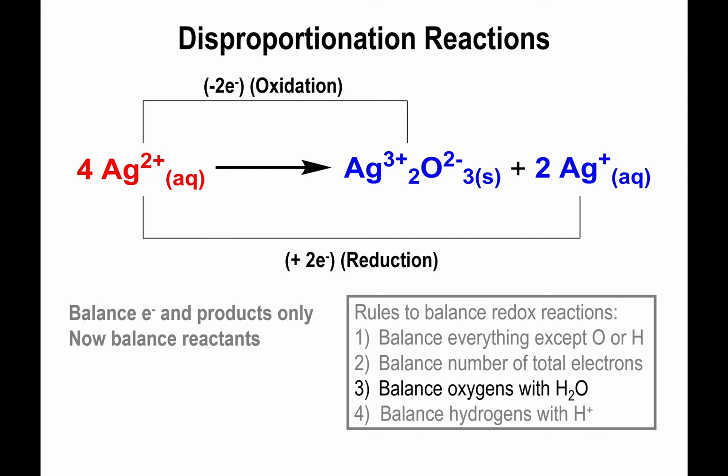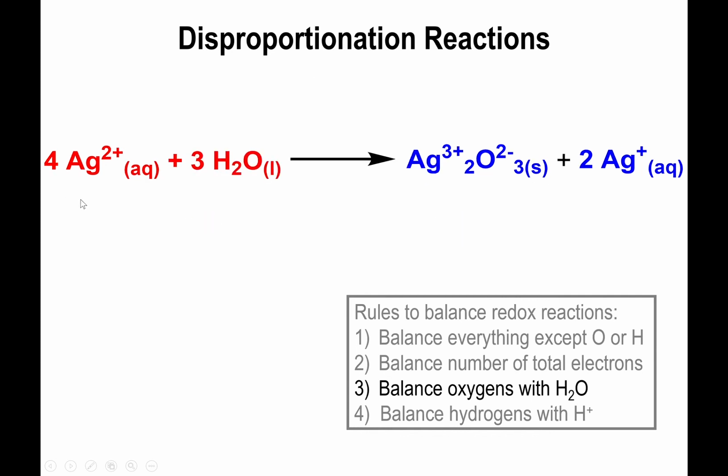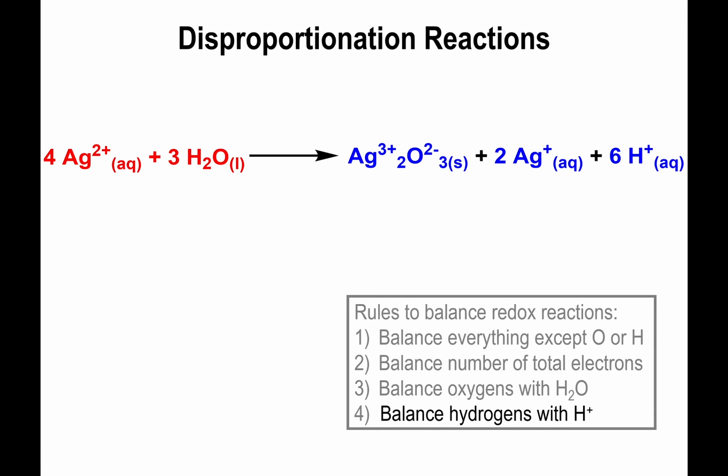You can balance the oxygens like we did before. We have 3 oxygens on the right side of the equation. We need 3 oxygens on the left side, so we're going to add 3 waters on the left side. And now we have 6 protons on the left side, and we have no protons on the right side. So we'll add those 6 H pluses to balance the equation. And if you look at the overall charges, you have 4 times 2 plus, which is 8 plus on the left side. Ag2O3 is neutral, so nothing there. We have 2 Ag pluses, which will be a 2 plus charge, and 6 H pluses, which will be a plus 6 charge. Altogether, 8 electrons.